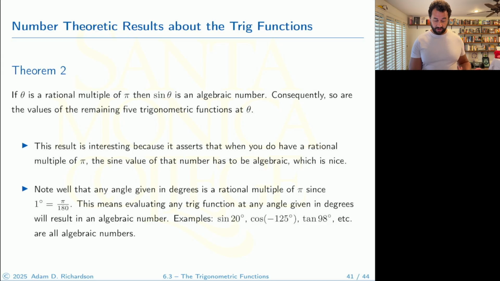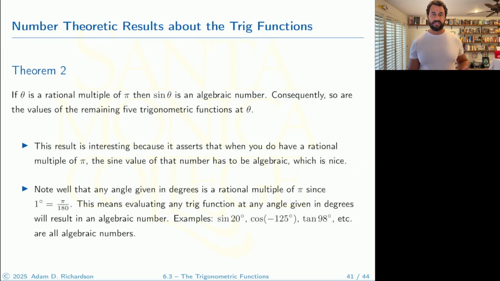So that means if you've got a rational multiple of pi and you put it through the sine function, the result you're going to get must be an algebraic number. Remember, algebraic numbers are those numbers that are zeros of a polynomial with integer coefficients. That's kind of interesting. Also, because this is true for sine, it's true for all the other trigonometric functions, the other five of them.